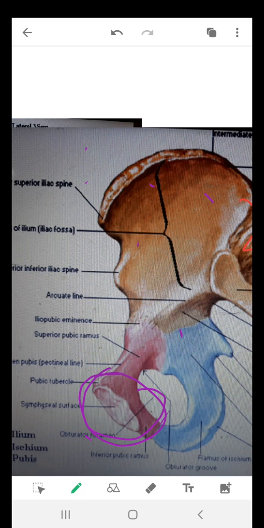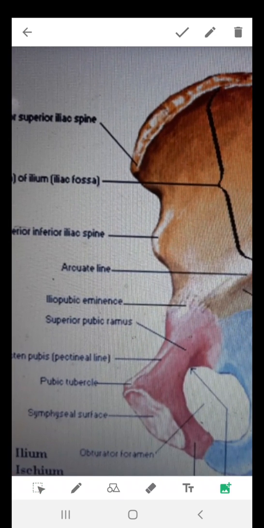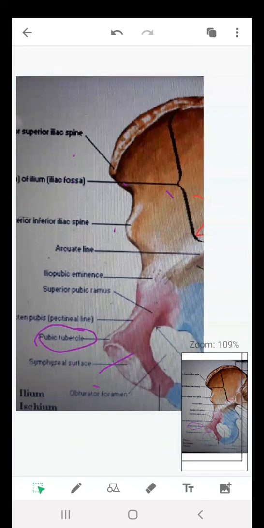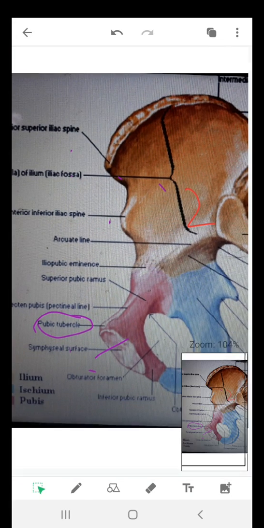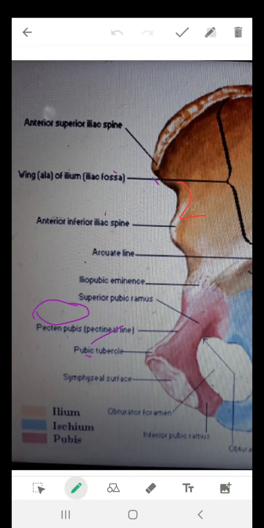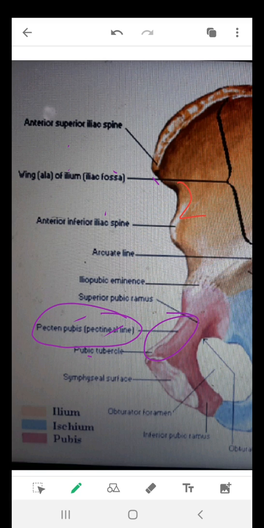There's also something I didn't mention before, but now I want you to find out about this. Here we have what we call the pubic tubercle. I've talked about it, but what I didn't tell you about is the pecten pubis located right here. So you are going to find out what it does.